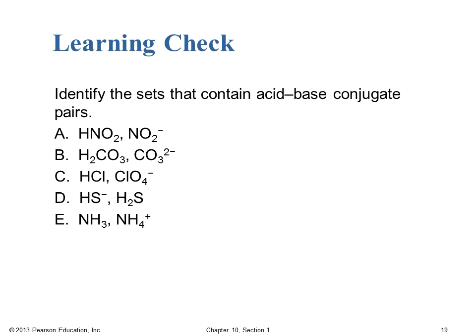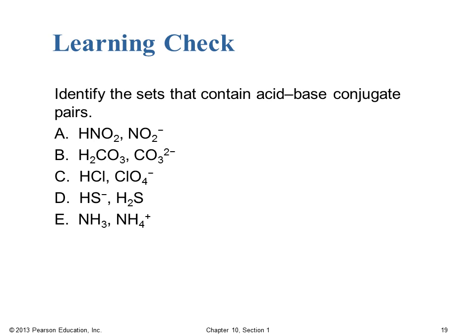And in this learning check, we're just trying to identify if these pairings in all A through E are indeed conjugate acid-base pairs. And so if they are, they should only differ by one H plus. And so in A, we have HNO2 and NO2 minus, and indeed they do only differ by one H plus. So A would be a correct conjugate acid-base pairing.